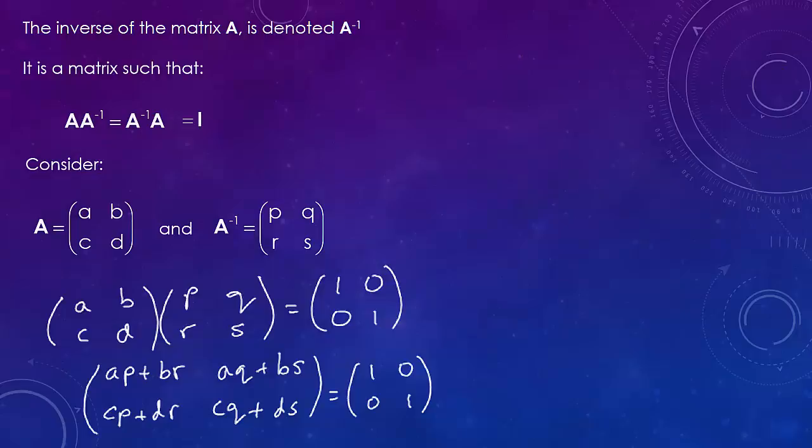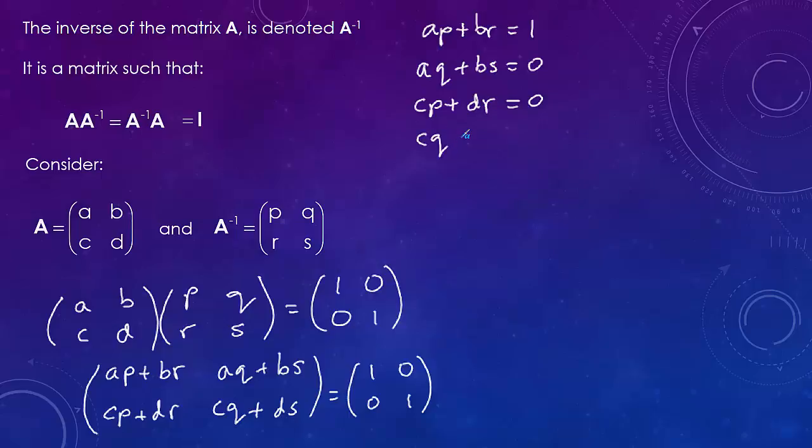So we have AP plus BR is equal to 1. AQ plus BS is equal to 0. CP plus DR is equal to 0. And CQ plus DS is equal to 1. So let's see what we can do with these simultaneous equations.